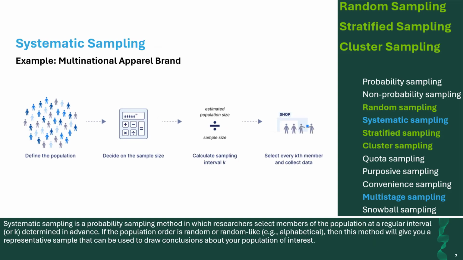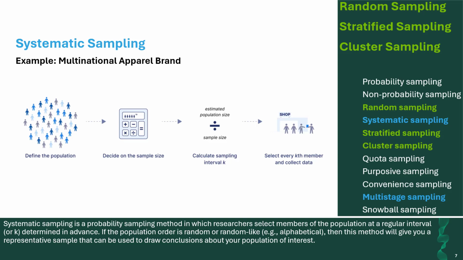We move on to systematic sampling. That's a probability sampling method in which researchers select members of the population at regular intervals, k intervals, determined in advance. If the population order is random or random-like, say alphabetical, then this method will give you a representative sample that can be used to draw conclusions about your population of interest.